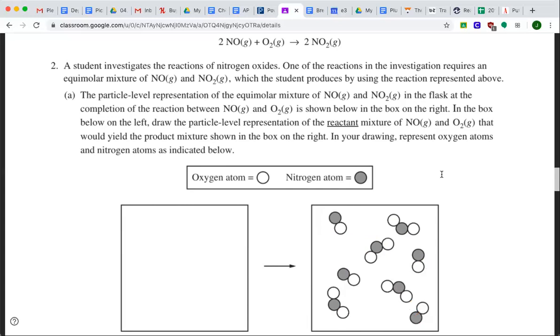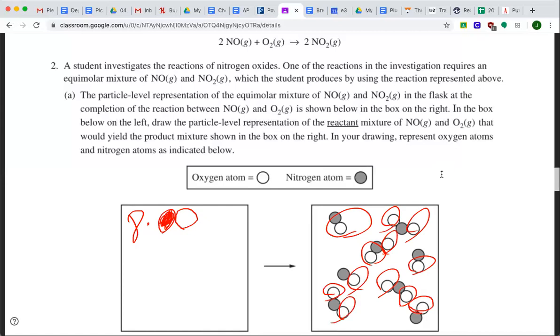So what's going on? We should have 8 of these NO molecules on the left. So you should have 8 times this little guy, NO. So 8 of those fellows. And then what about the O2s? Let's count the total number of oxygens on the right side. 1, 2, 3, 4, 5, 6, 7, 8, 9, 10, 11, 12. 12 oxygens. We've got 8 of them here, which means we have to have 2 O2 molecules. So 2 times O2, which is represented this way. All right, so that's what it should look like on the left.